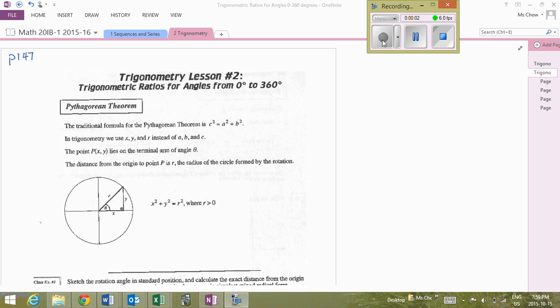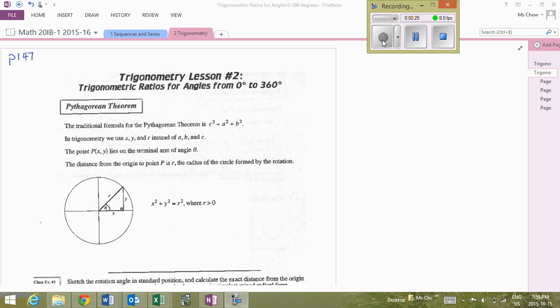So if you look at page 147 in your workbook, we're at Trig lesson number 2, trigonometric ratios for angles from 0 degrees to 360 degrees. So with that, we're going to go back to grade 8 and Pythagorean theorem, remembering that a squared plus b squared equals c squared, where c is of course the hypotenuse.